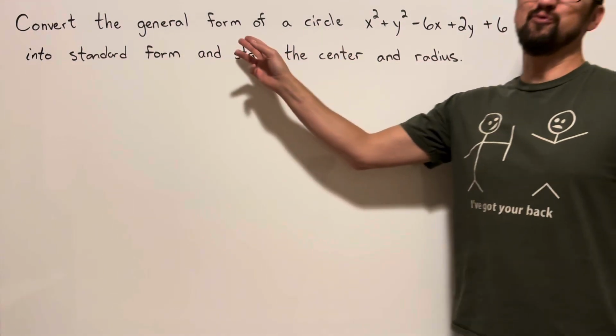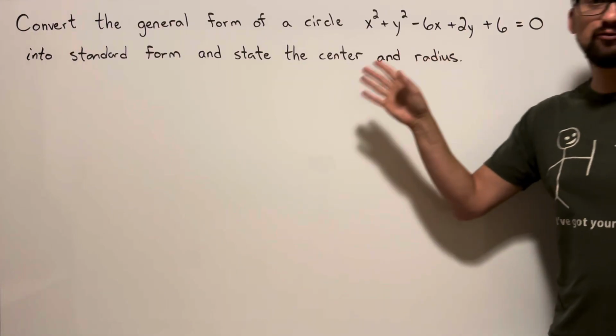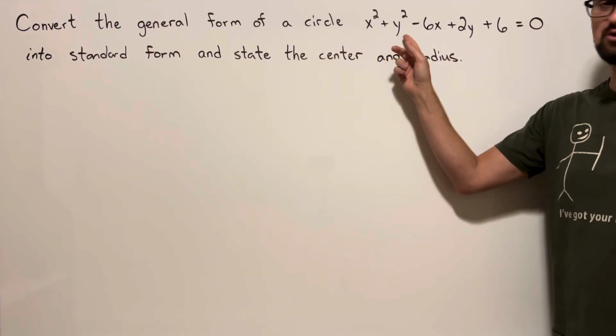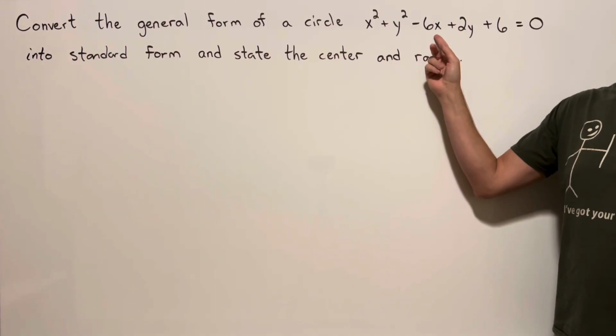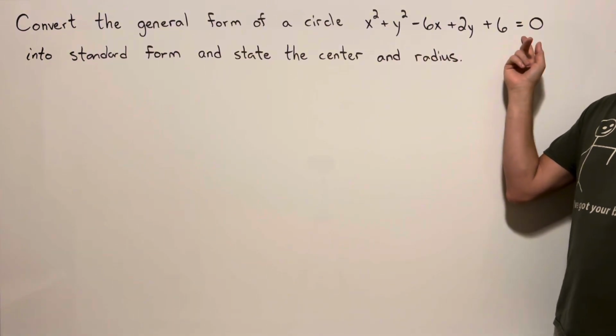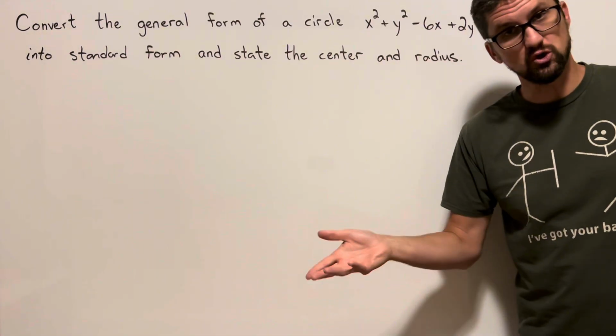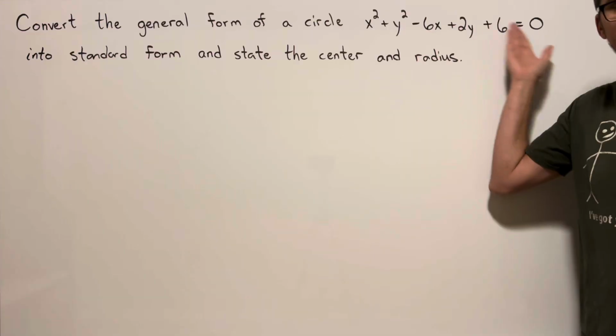Convert the general form of a circle, which is given to us right here. General form of a circle is when you have x squared plus y squared, and then you have an x term, a y term, a constant, and then it equals 0. That's the general form of a circle. And this one's a specific circle.